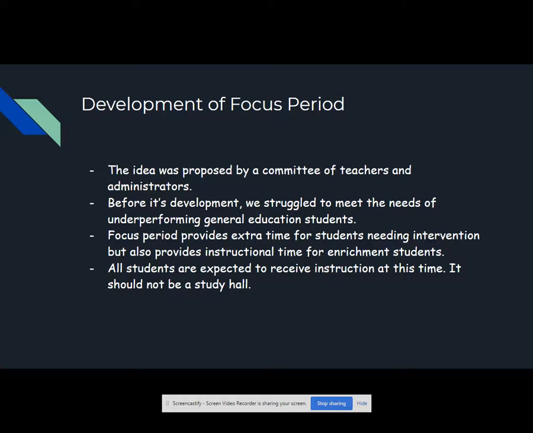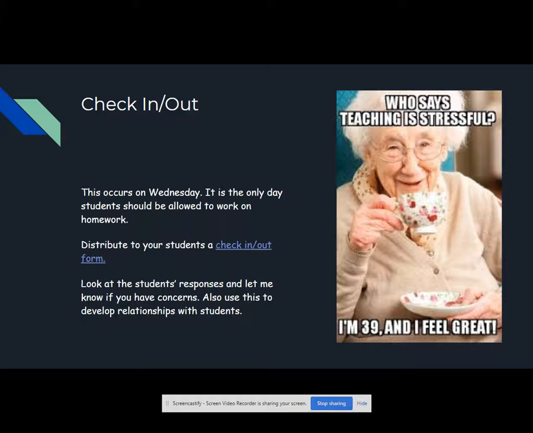Focus Period became this extra time at the end of the day where students that were needing intervention could go get help. But it also became very important to us that the students who didn't need help, which was approximately 80 to 90% of our population, not just be given a study hall and lose instructional time. Instead, we wanted there to be enrichment for these students. That became very important to us, that they should be still growing as students and growing as learners.